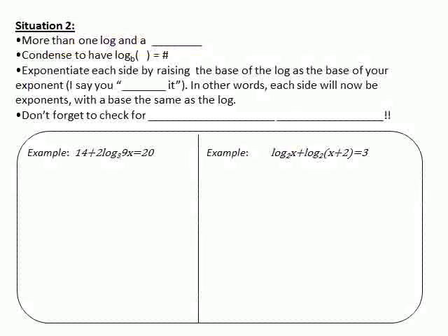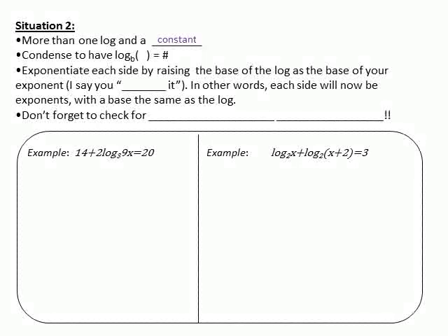The next type of situation is when you have more than one log, or just one log and a constant. So you have another number out there that's not a part of a log. The first thing you need to do is make sure you condense to where you only have one log. You only want to have one log on each side, set equal to your constant. So the log base something equals your constant. You're going to have to do some condensing to get there.